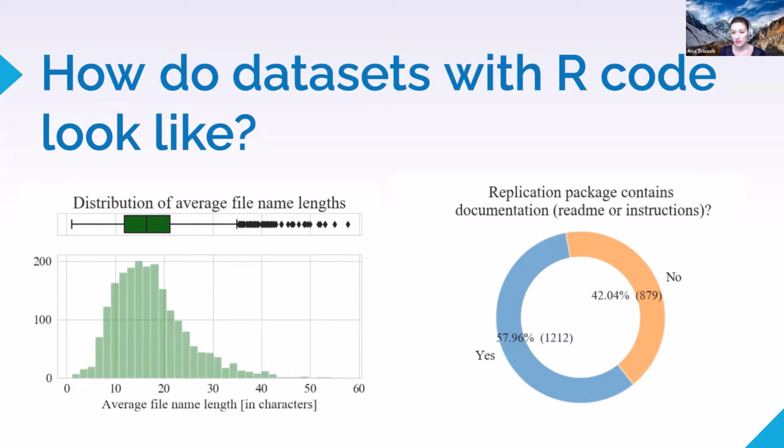But here on the right-hand side, we see how many of these replication datasets or replication packages, which are the same thing, contain independent documentation. So either a README file or an instructions file or a code book. These are good news. Most of them do contain that. Around 60% of the replication datasets contain a README or instructions file.